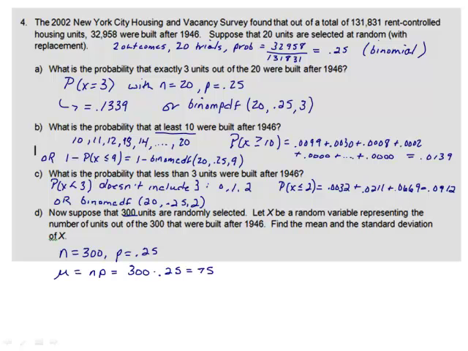The standard deviation is the square root of n times p times q. And remember that q is just 1 minus p. So we'd have 300 times 0.25, and 1 minus p would be 0.75. If we multiply those under the square root, we get 56.25, and then our square root would be 7.5, so that would be our standard deviation.